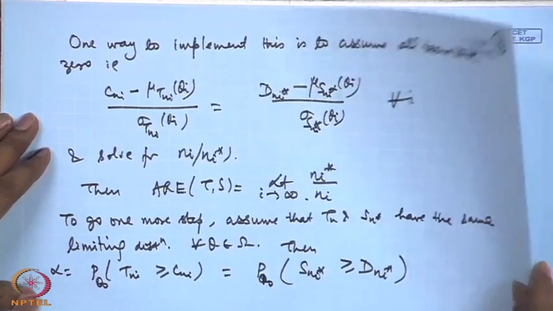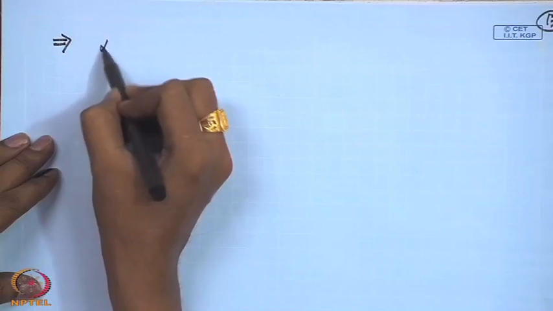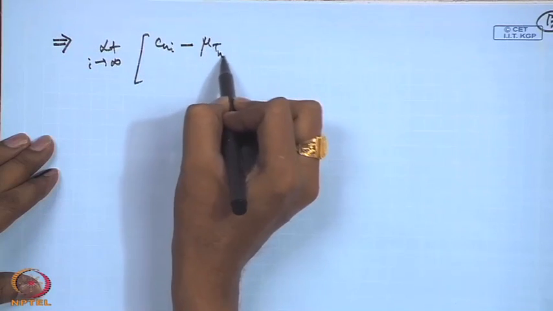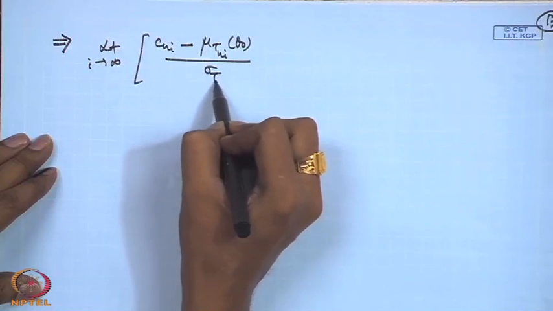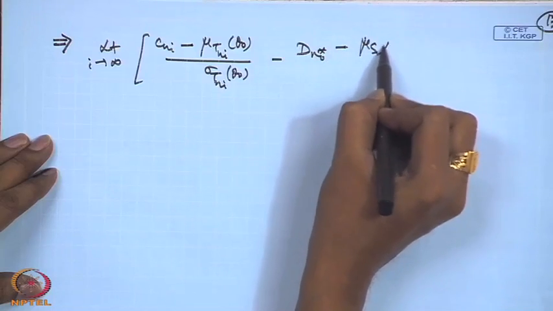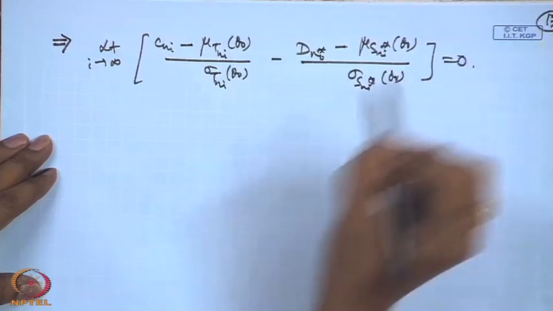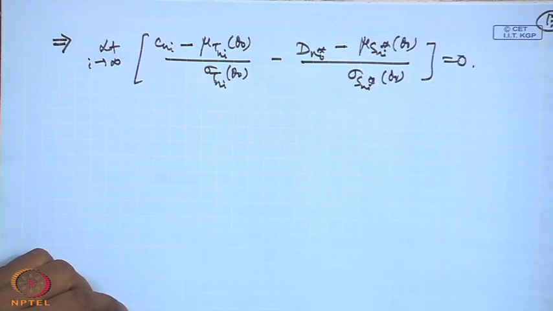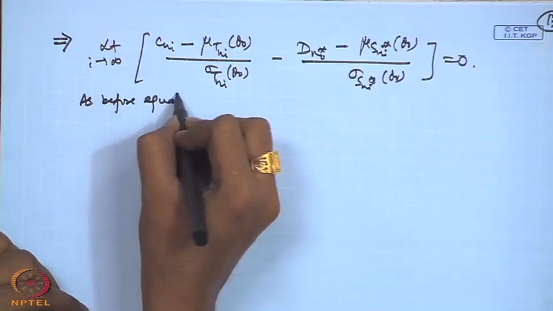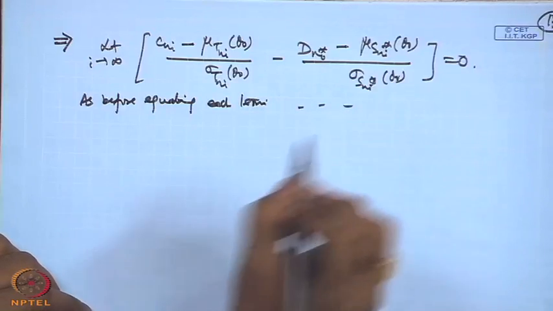So, this will imply that the limit as i tends to infinity of (C_{n_i} minus mu_{T_{n_i}}(theta naught)) divided by sigma_{T_{n_i}}(theta naught), minus (D_{n_i}* minus mu_{S_{n_i}*}(theta naught)) divided by sigma_{S_{n_i}*}(theta naught), is equal to 0. So, if we equate each term, then we can again define and we can get the ARE.